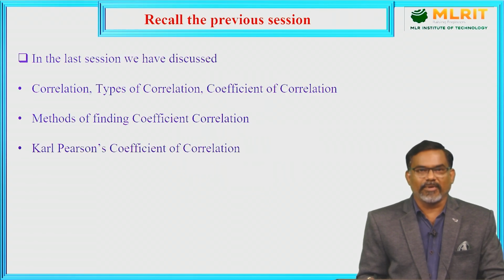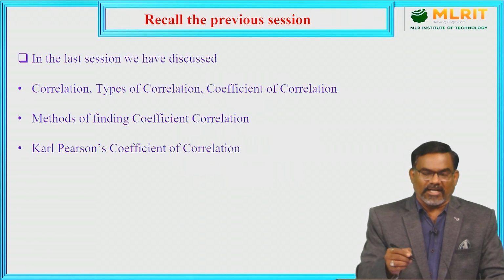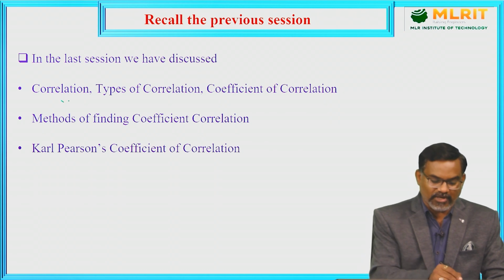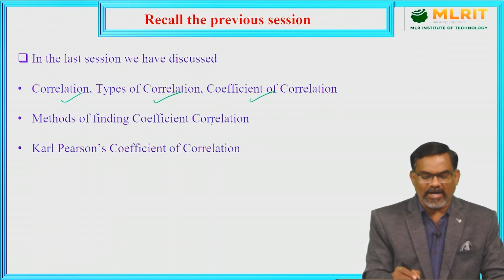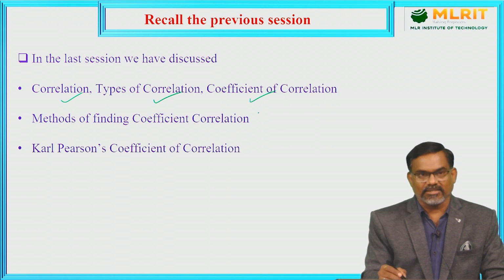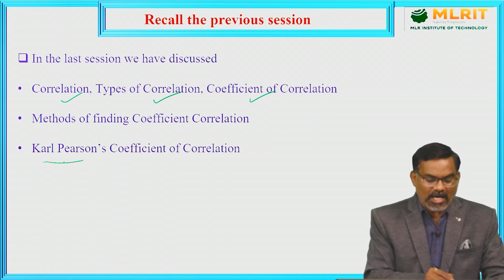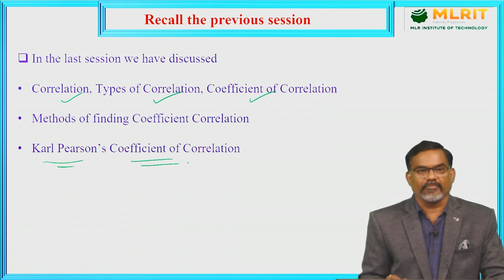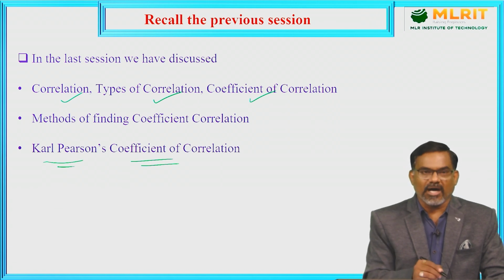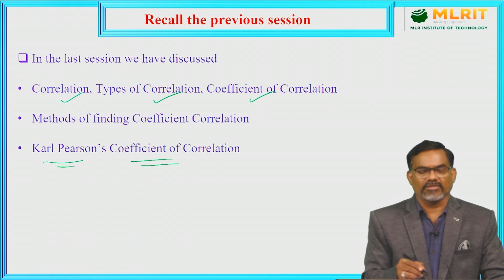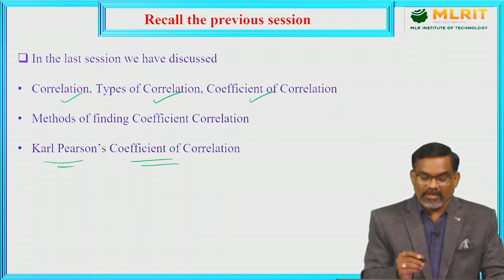Let us recall the previous session. In the last session, the introduction to correlation, types of correlations, coefficient of correlation and methods to find the coefficient of correlation were discussed, and also the Karl Pearson's coefficient of correlation. So how to find the coefficient of correlation using Karl Pearson's formula. These topics were discussed, and also we have solved one problem on Karl Pearson's coefficient of correlation.